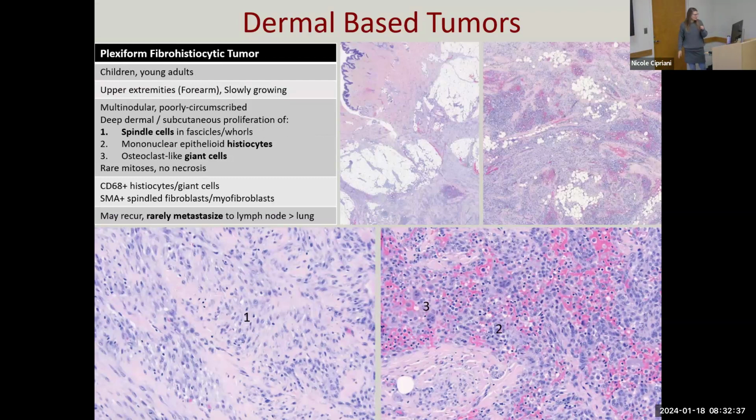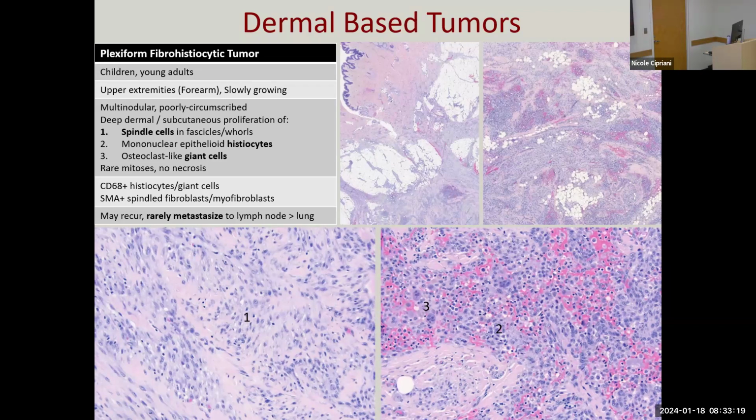Now we're shifting into some of the more rare things that I think it's important to think about, but we just honestly see less often because they're less common. One of them is plexiform fibrohistiocytic tumor that is characteristically in younger patients, right? Kids, young adults, tends to be in the extremities and tends to be slow growing. And what you'll see is a triphasic proliferation of spindle cells that are either in fascicles or whorls. You'll see plump mononuclear cells, and then you'll see background osteoclast-like giant cells, right?